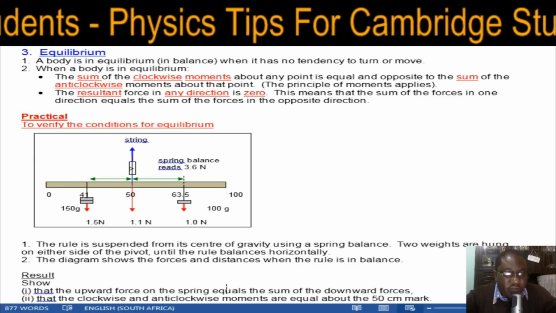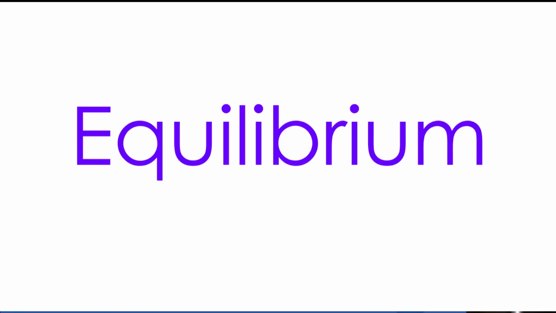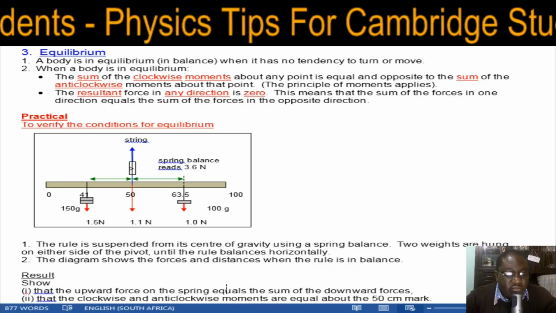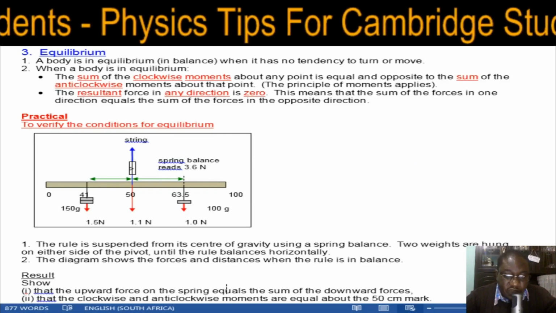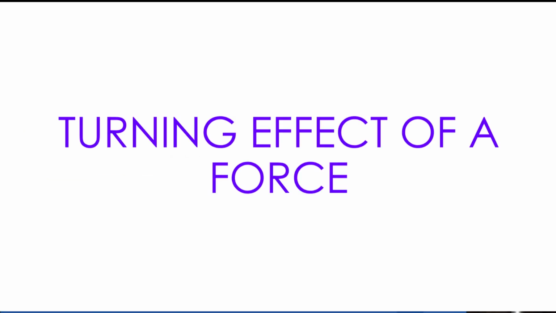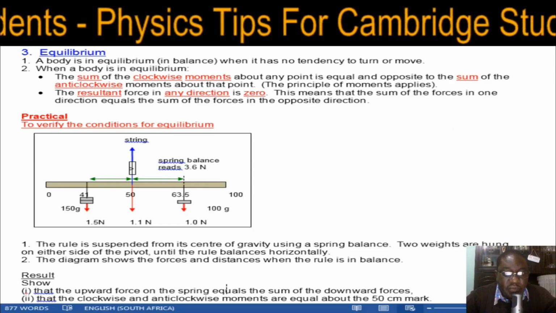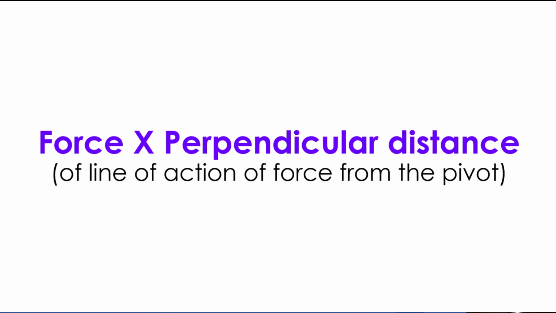Right, in this video I'm talking about equilibrium. It comes directly from moments of a force. Remember, we said that a moment of a force is the turning effect of a force, and it's given by the product of the force and the perpendicular distance of the line of action of the force from the pivot.